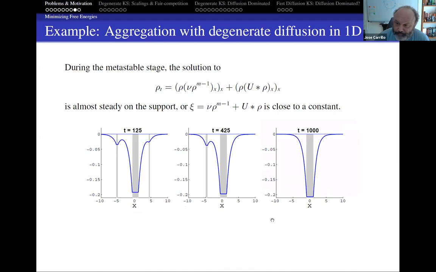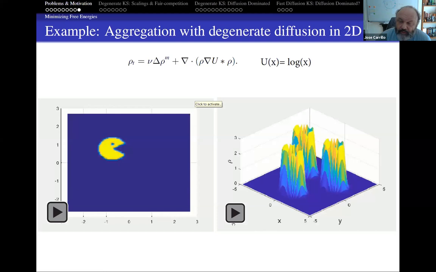Okay, so the same thing happens in several dimensions. Just to give you a simulation now with the potential given by the log, like in the classical Keller-Segel model, this is the attractive log, the attractive Newtonian in 2D, with exponent 3. And here is the initial data that I am taking. It's concentrated in three locations.